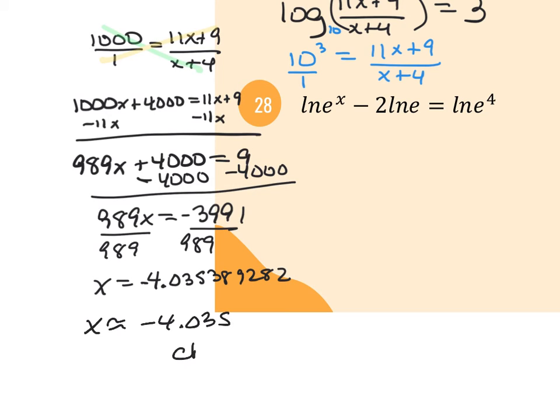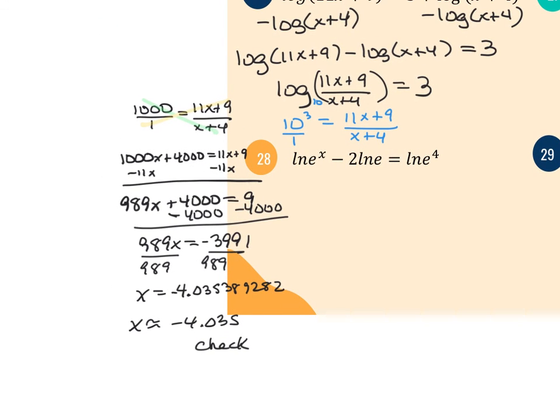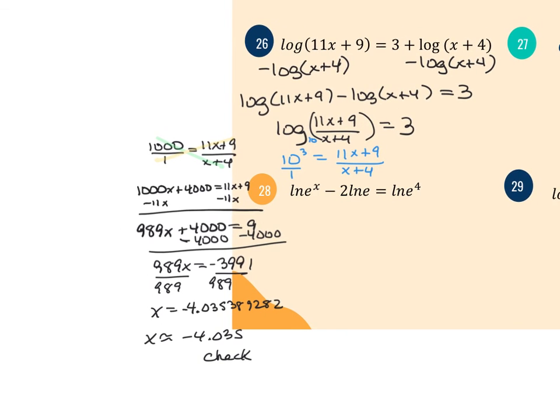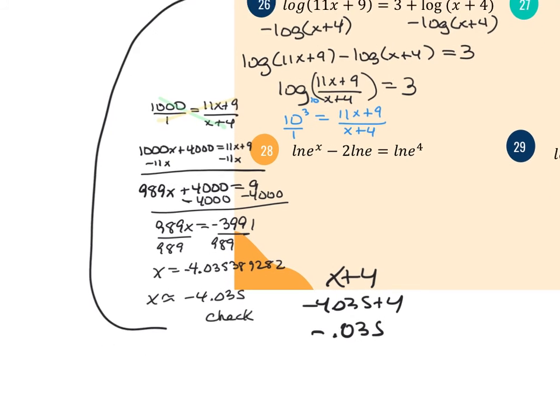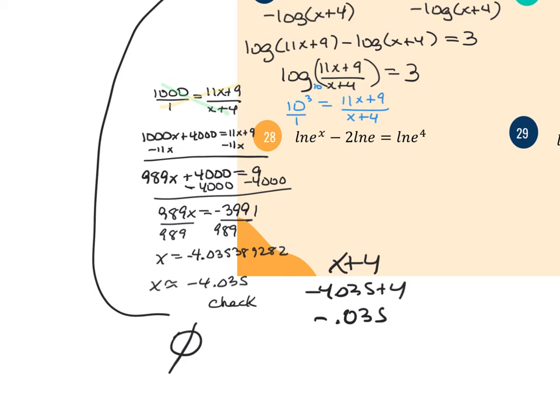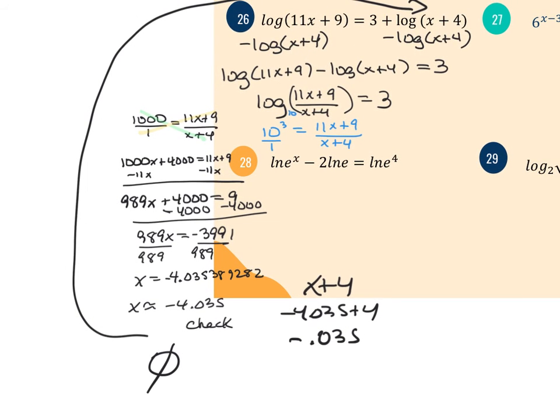However, remember we need to check. So if I go back to the beginning, just putting it into this one, it's way over here. Just putting x plus 4, putting negative 4.035 plus 4, you can see how that will make this negative. I would get a negative 0.035. So this is no solution. That one was a lot, but again, just basic stuff.